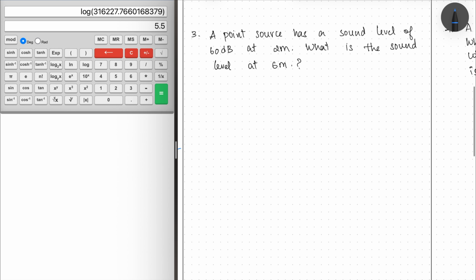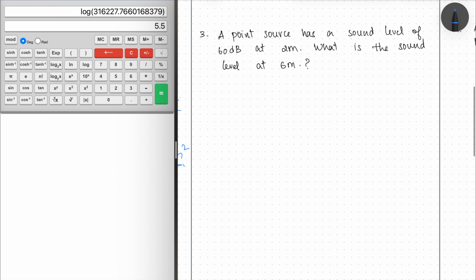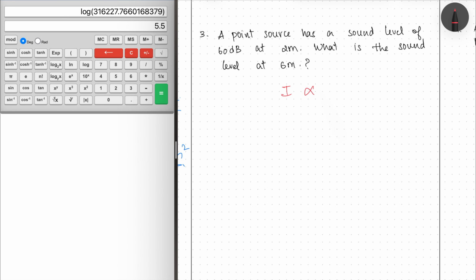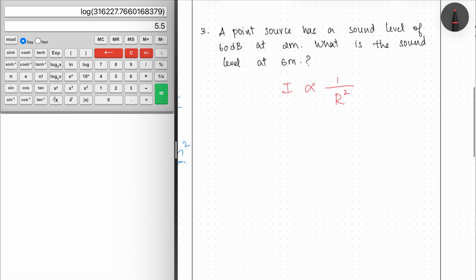A point source has a sound level of 60 decibel at 2 meter. What is the sound level at 6 meter? Okay, so remember this, whenever your acoustical question has something to do with distance, you will use the inverse square law. And what is inverse square law? Your I is inversely proportional to the square of the distance. And I'm going to consider R as the distance. In the last video I had written it as D, so you can use whatever you want. I'm going to use R here.